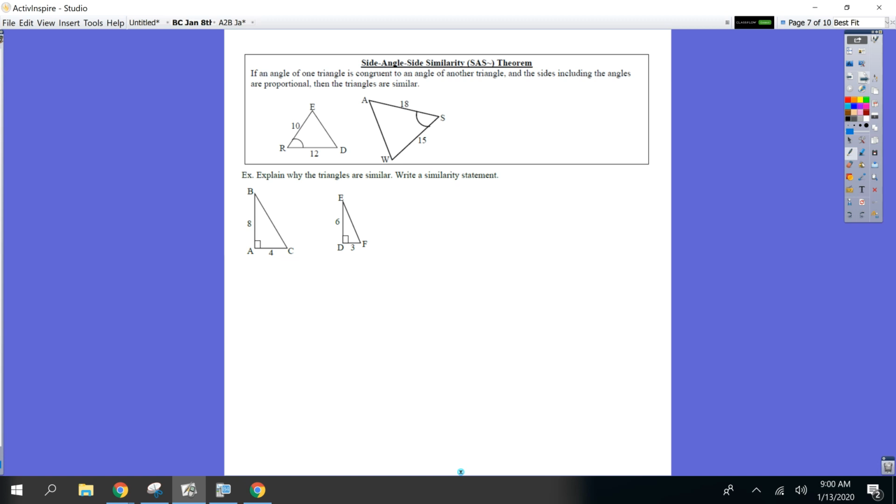Side, ooh, this looks familiar, huh? Side angle side, but it doesn't mean the same side angle side for us from congruent. The angle still has to be congruent and in between, but the sides now have to be in the same ratio. So first of all, where's my angle here on these 2 triangles in my example? A is congruent to D because those are all right angles congruent. Yep.